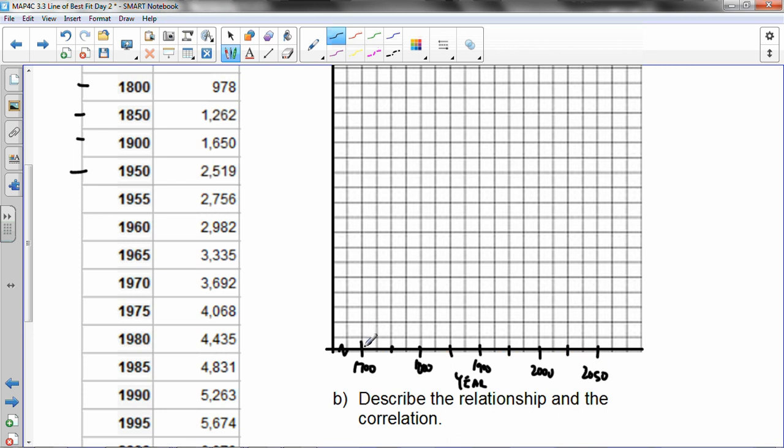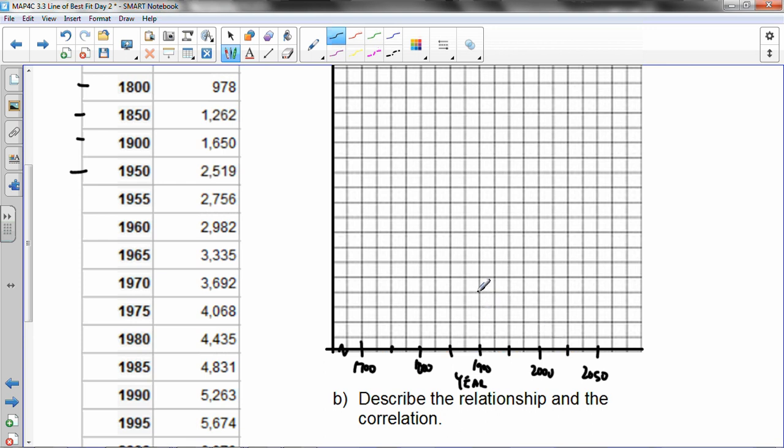And notice each tick that I put has to be worth the same amount. That's why I got to worry about all this data being so close together. I can't change my scale and start going up by 5 years. That would mess things up big time. So each tick I put was 2 squares is worth 50. 50 years, 50 years, 50 years.